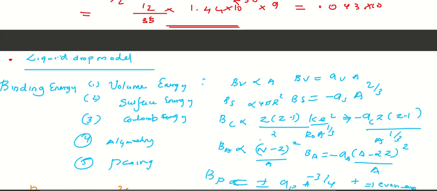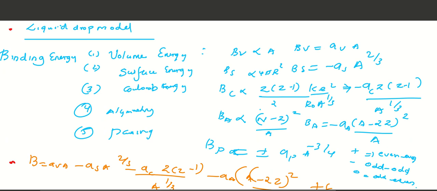For the liquid drop model, the concept is to find the semi-empirical formula for binding energy. We know that binding energy is directly proportional to mass number, because binding energy is directly proportional to the volume energy. Volume is equal to R cube, so A raised to 1 by 3 whole cube, that is directly proportional to A. So BV is equal to AV A. Surface energy BS is directly proportional to 4 pi R square, so surface energy is equal to minus AS, A raised to 2 by 3.